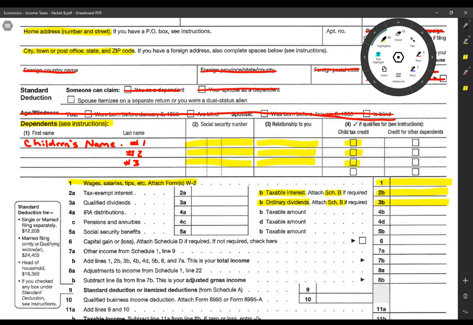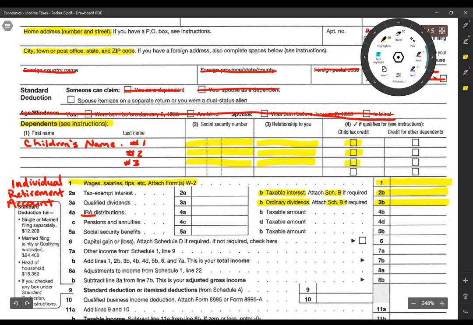Okay, IRA distributions. So IRA distributions are important. IRA stands for individual retirement account.